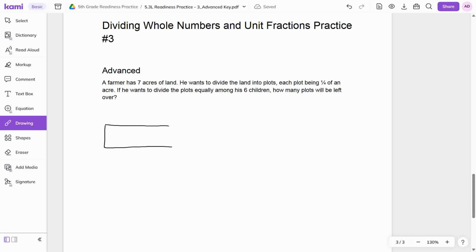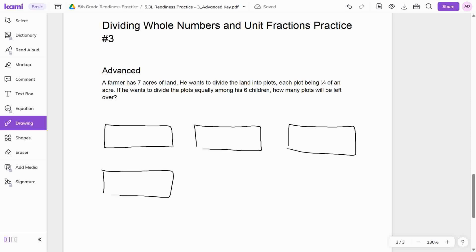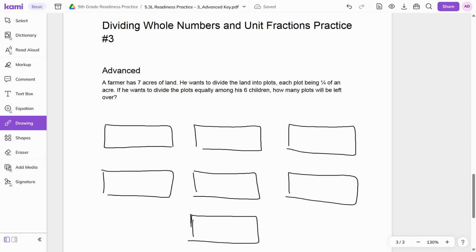just 7 rectangles. That's going to represent my 7 acres. So I'll do it like this here. I'll do 2 rows of 3, and then this is going to be my 7th acre right here. Now each acre is going to be 1/4. All right, so I'm just going to do it like this.